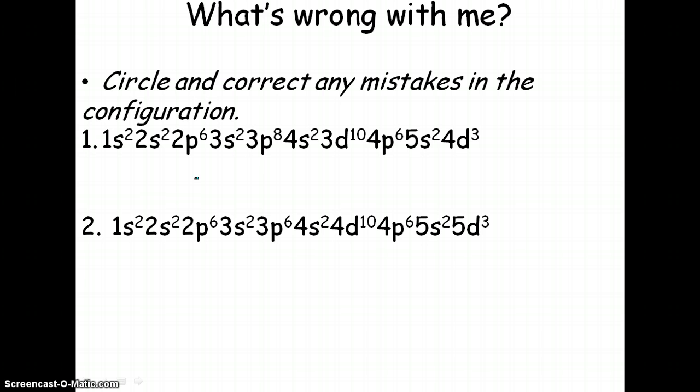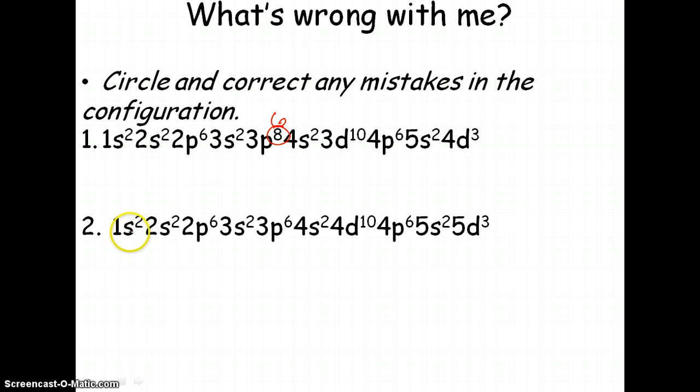Okay. All right, this one wants us to fix any mistakes in the configuration. So basically you just want to go along and find any mistakes. So we got 1s2, 2s2, 2p6, 3s2, 3p8, well that's weird, should be 6, 3p6, 4s2, 3d10, 4p6, 5s2, 4d3. Okay, so everything else looked good.